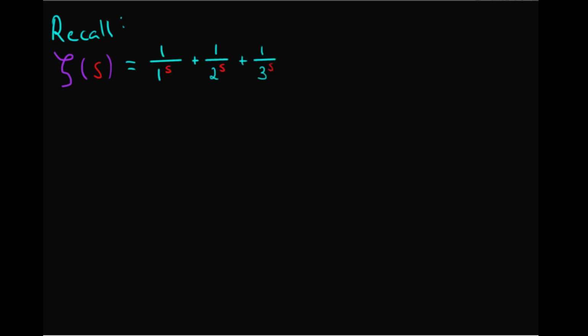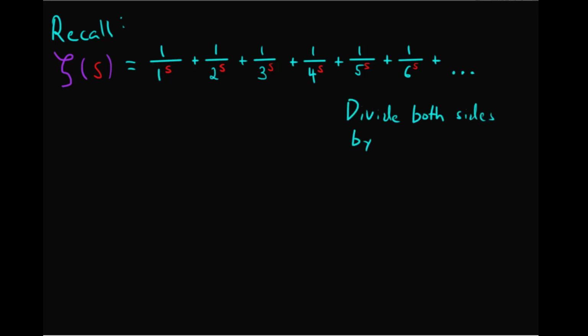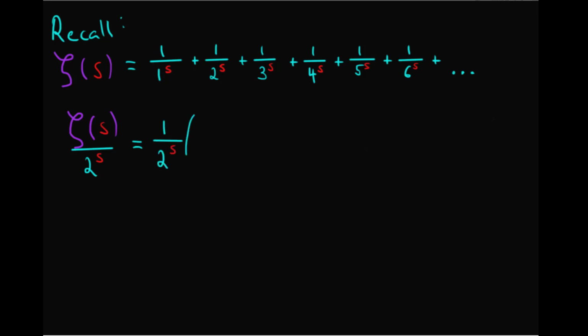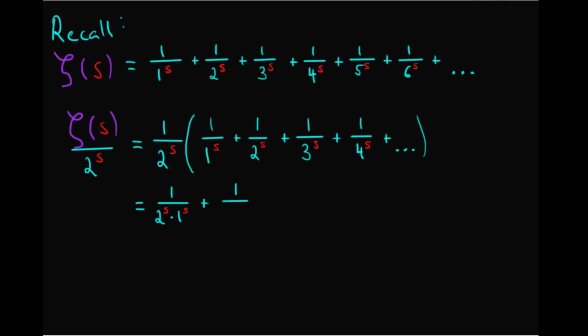So please recall, zeta of s is defined to equal 1 over 1 to the s plus 1 over 2 to the s plus 1 over 3 to the s and so on. And now the first thing that we're going to do here is divide both sides of this equation by 2 to the s. So then I get zeta of s over 2 to the s equals 1 over 2 to the s times the original zeta function, which is 1 over 1 to the s plus 1 over 2 to the s plus 1 over 3 to the s and so on. So then when I distribute, I get zeta of s over 2 to the s equals 1 over 2 to the s times 1 to the s plus 1 over 2 to the s times 2 to the s plus 1 over 2 to the s times 3 to the s and so on.